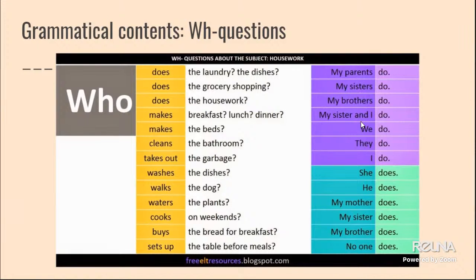What else? No, sorry, does. Cuando es singular es does. Es que dije, plurals do, you know, with you. Se cumple la regla del do y el does. Yeah, she does, he does, my mother does, my sister does, my brother does, no one does.